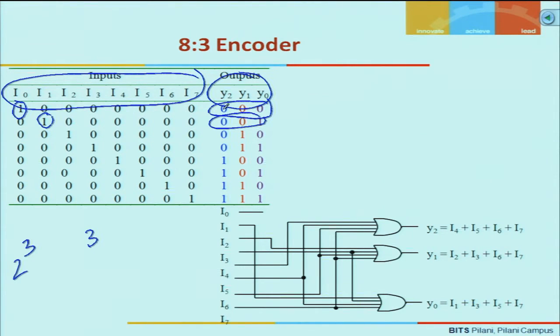So you could now write the expressions for Y2, Y1, Y0 from this table, and if you convert them into a circuit, I get a logic circuit implemented here. So we have got now an 8:3 encoder in which for each of the input I get a unique output activated. This circuit has its own drawback.